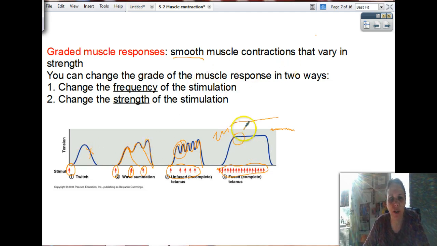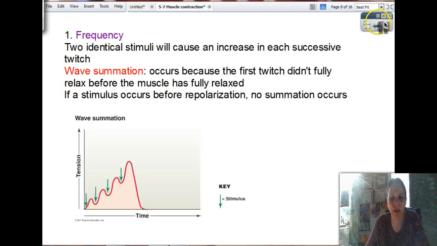So how do I change all this? Well, I can change the frequency of the stimulation, causing it to stimulate more frequently. I can also change the strength of the stimulation. So if I just barely zap it, versus if I send a lot of energy, like that. We're going to see how those two things can affect it.